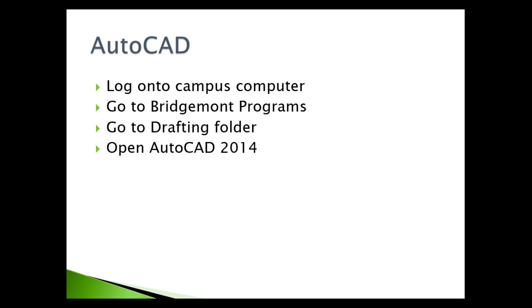So if you are at a school computer and want to go ahead and pull up AutoCAD, you're going to log into that campus computer. Off the desktop, you'll see a link with the Bridgemont B that says Bridgemont Programs. You can go to the drafting folder, and then you want to open up AutoCAD 2014. And it will take a second to open and load, but that's the right thing. That's where you want to be.